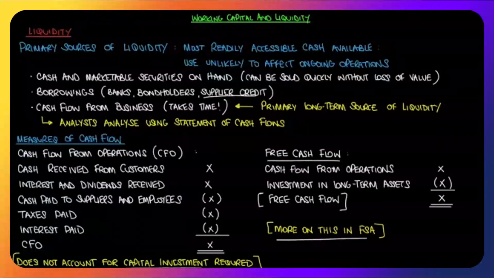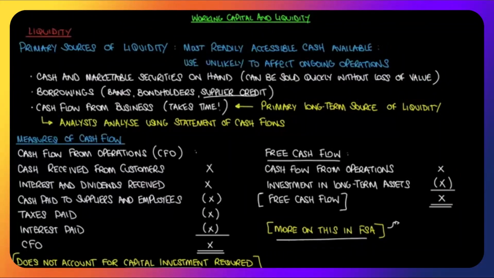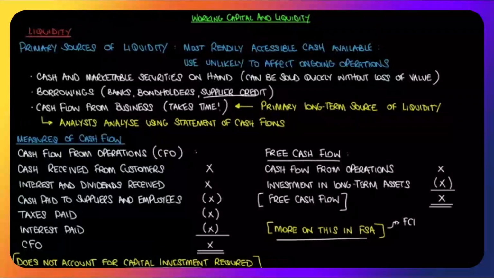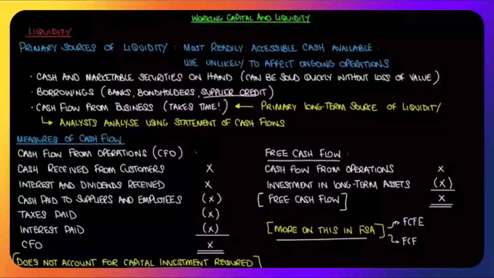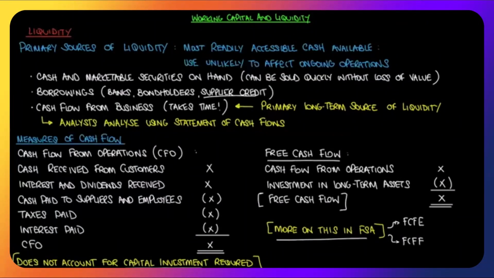Now, as I say, we've looked at it here. That's all we're going to say. When you get to FSA, you'll see a lot more detail on this, and we'll actually define two forms of free cash flow. Free cash flow to equity and free cash flow to the firm. Neither of them will be calculated exactly like this. So there is a little bit of inconsistency. Don't stress about that. If this came up in an exam situation, they'd make it clear how they want you to calculate it.